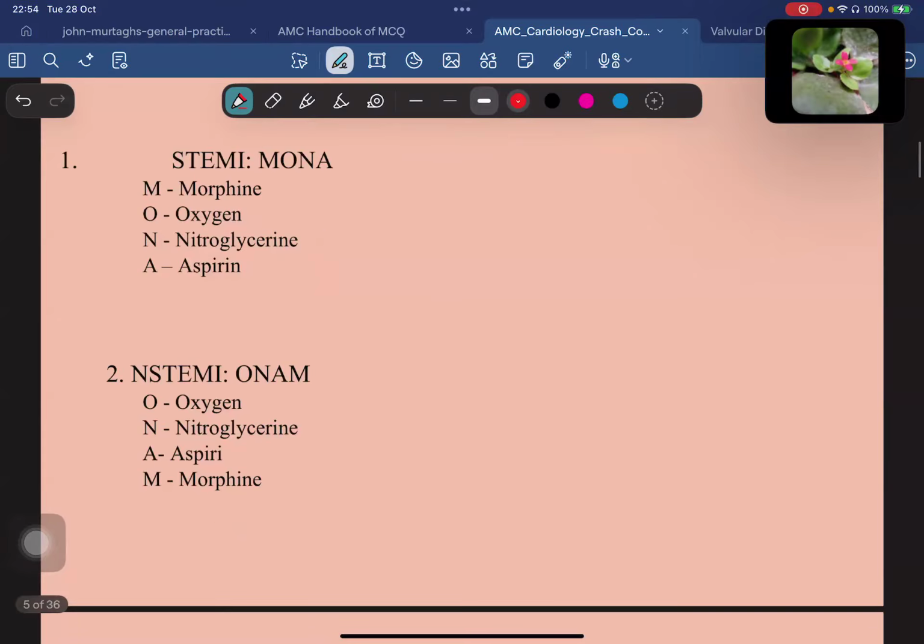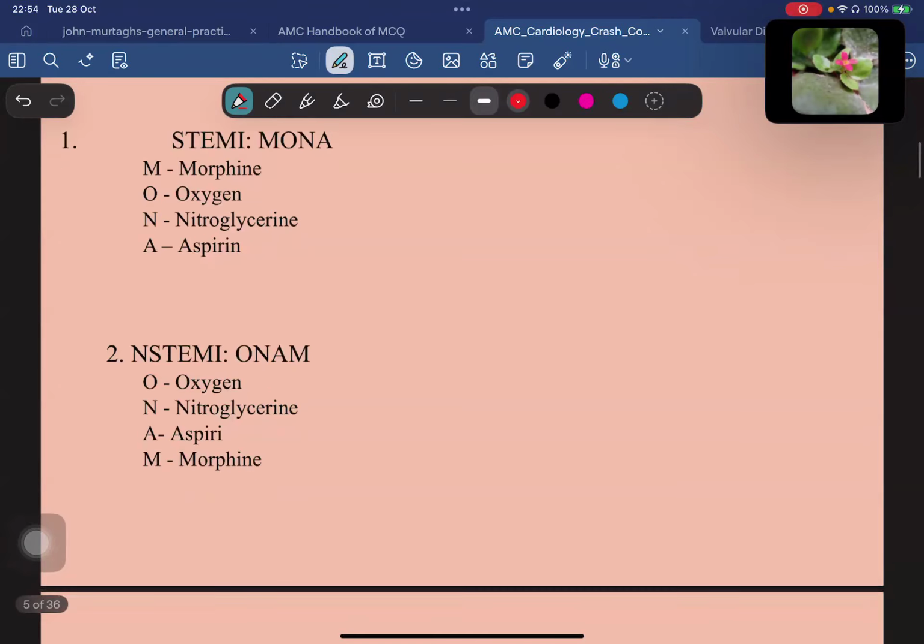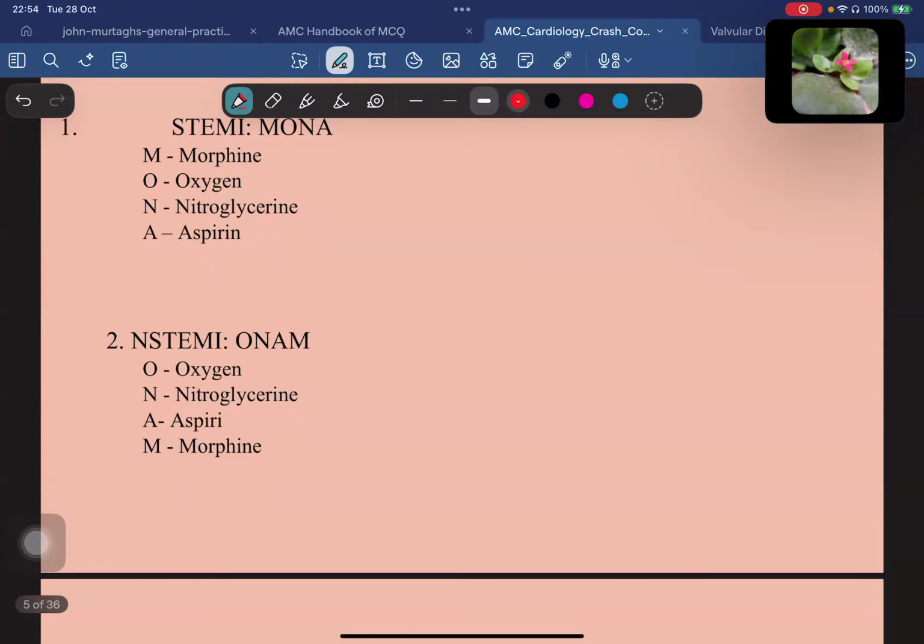And then for non-STEMI, you could remember that it's a partial occlusion. It's not a full blockage. So the goal is to optimize the oxygen supply before touching preload and afterload. Giving morphine too early can cause hypotension and bradycardia, and it could even mask the worsening pain, right? So what we do in this situation is we give oxygen first, then improve perfusion with nitrates, and then you can start antiplatelet therapy, and then you can give morphine if the patient is still in pain.